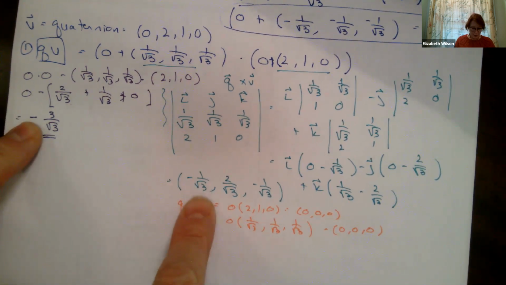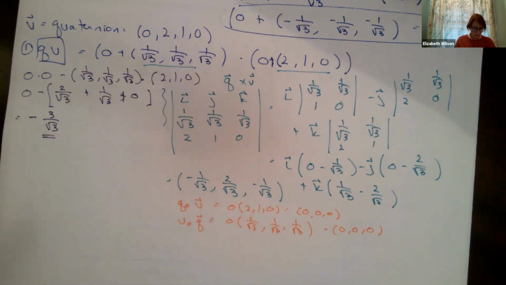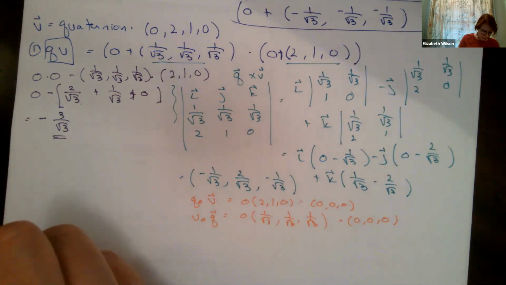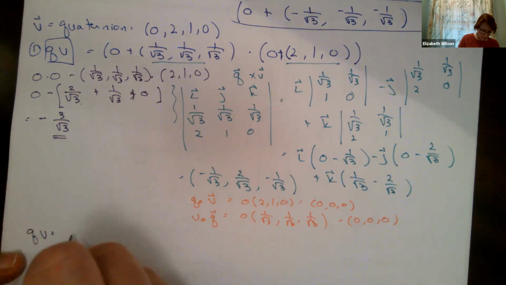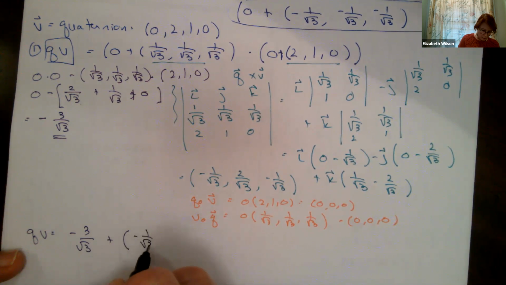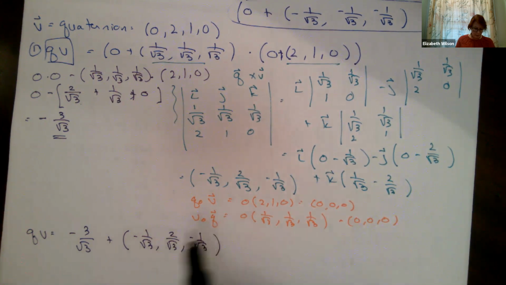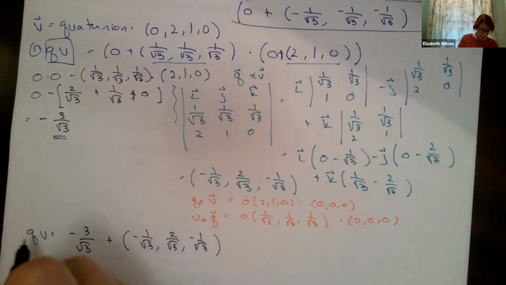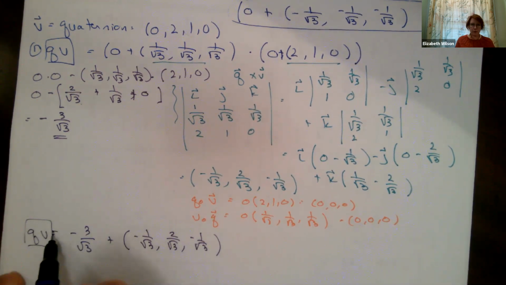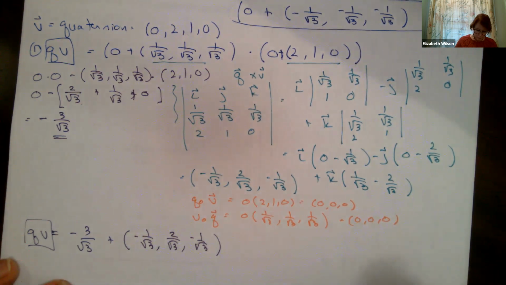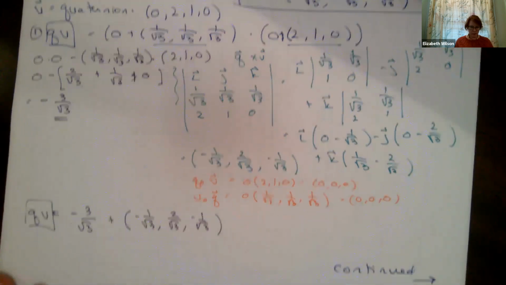Okay, so now I'm going to add these two together, right? So now I get QV equals minus 3 over radical 3 plus, okay, that's an intermediate step. I have to take this answer, right? This is my first part. And I have to multiply that by Q star. That's my second part, okay? So I'm going to continue that on the next page.